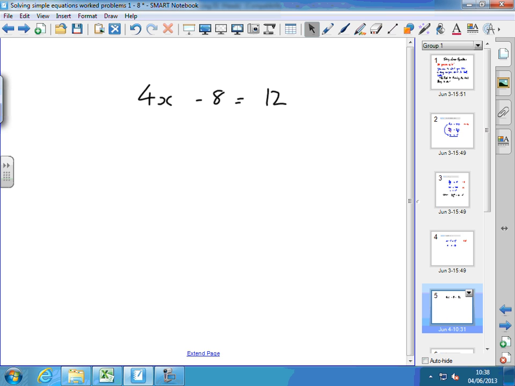Here, two things have happened. I've multiplied by 4 and I've subtracted 8. Now the order becomes a bit more important. If you remember BIDMAS, the order in which we do things, we start on the left and work to the right: brackets, powers or indices, division and multiplication, addition, subtraction. To solve equations, you sort of work back the other way.